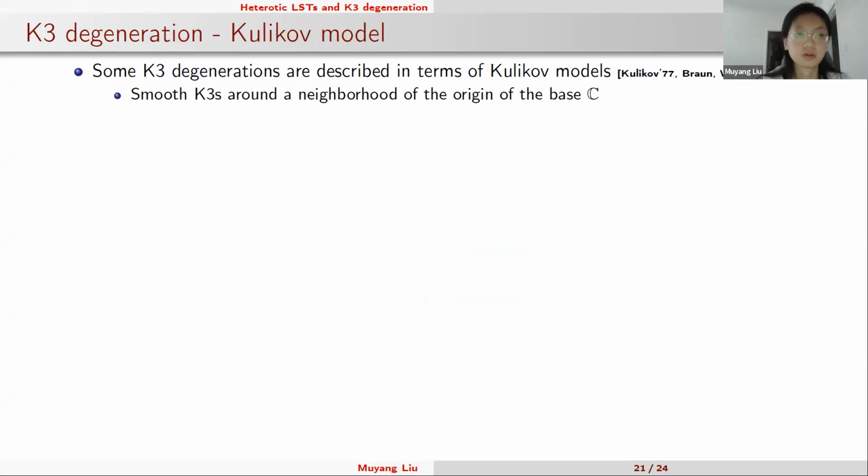Here I want to emphasize more about the K3 degeneration. In the literature, certain types of K3 degeneration are described in terms of Kulikov models. There are three types of them.